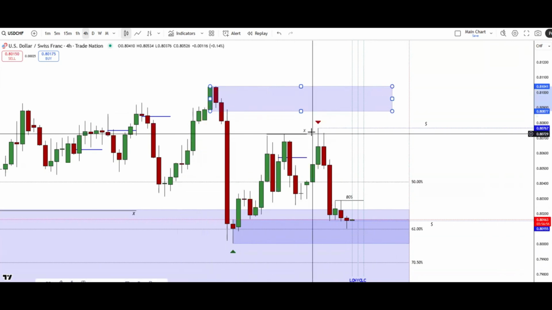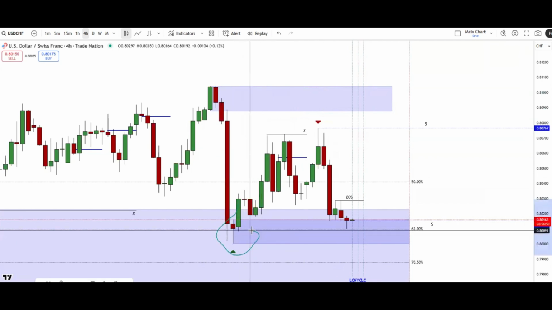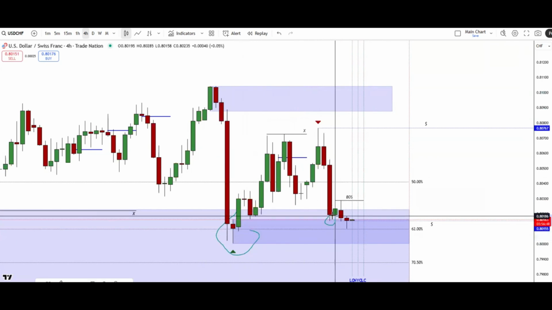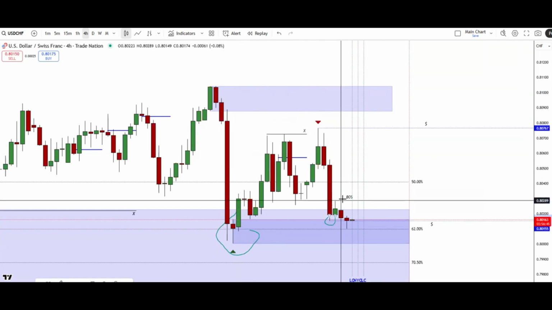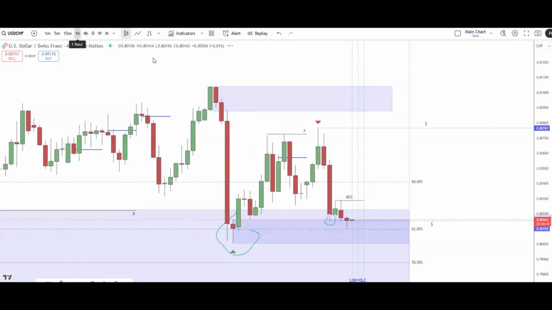So maybe we can just go from where price is at the moment. We're in this 4 hour POI, and we see this is the previous daily low here. We've mitigated that, we've swept that. So we've ticked those two boxes.